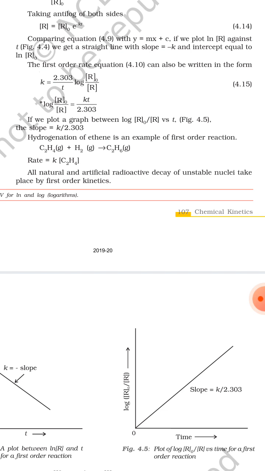Another thing is radioactive decay. The unstable nuclei always undergo a decaying process, and due to that several artificial elements are formed. So artificial radioactive decay of unstable nuclei: the unstable nuclei always undergo decay and form radioactive elements. So artificial radioactive decay of unstable elements always goes under first order reactions.